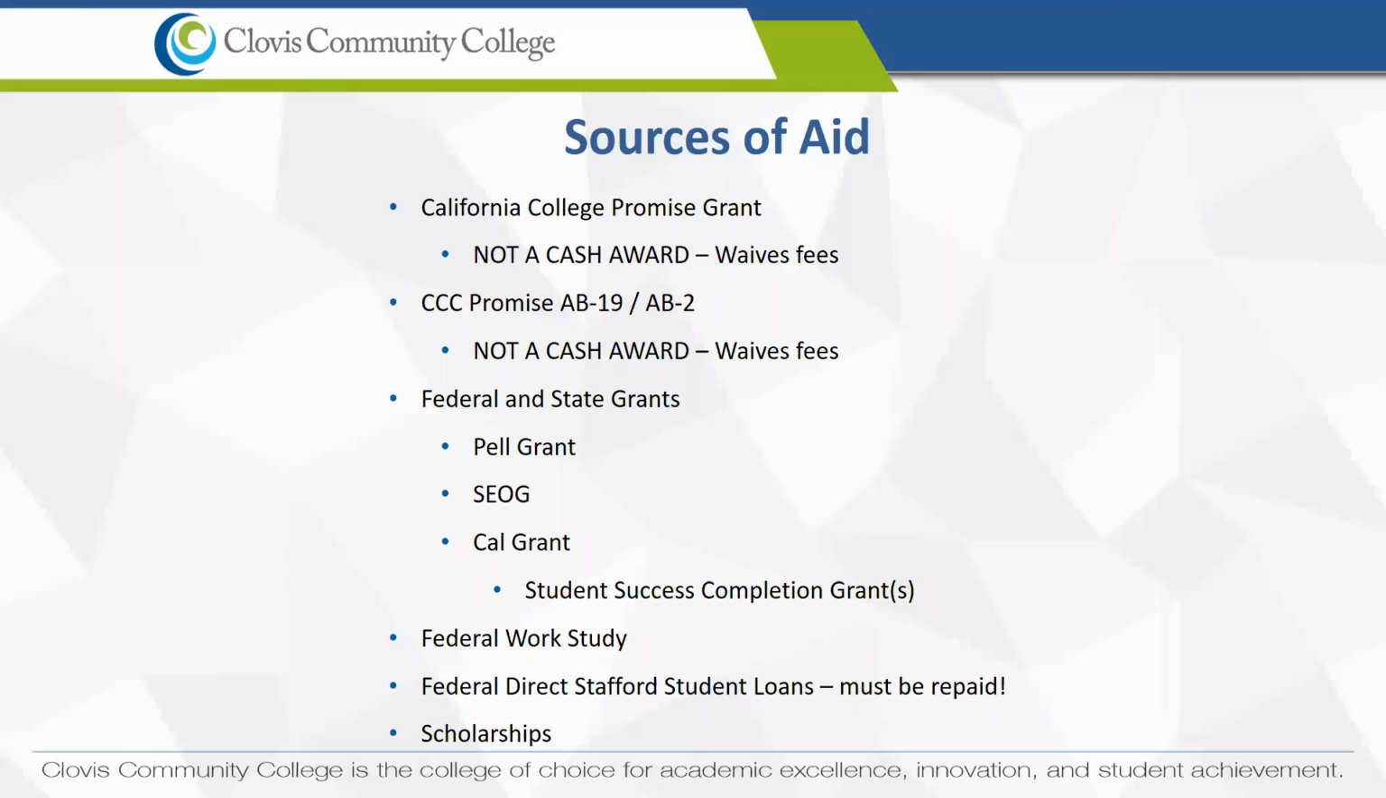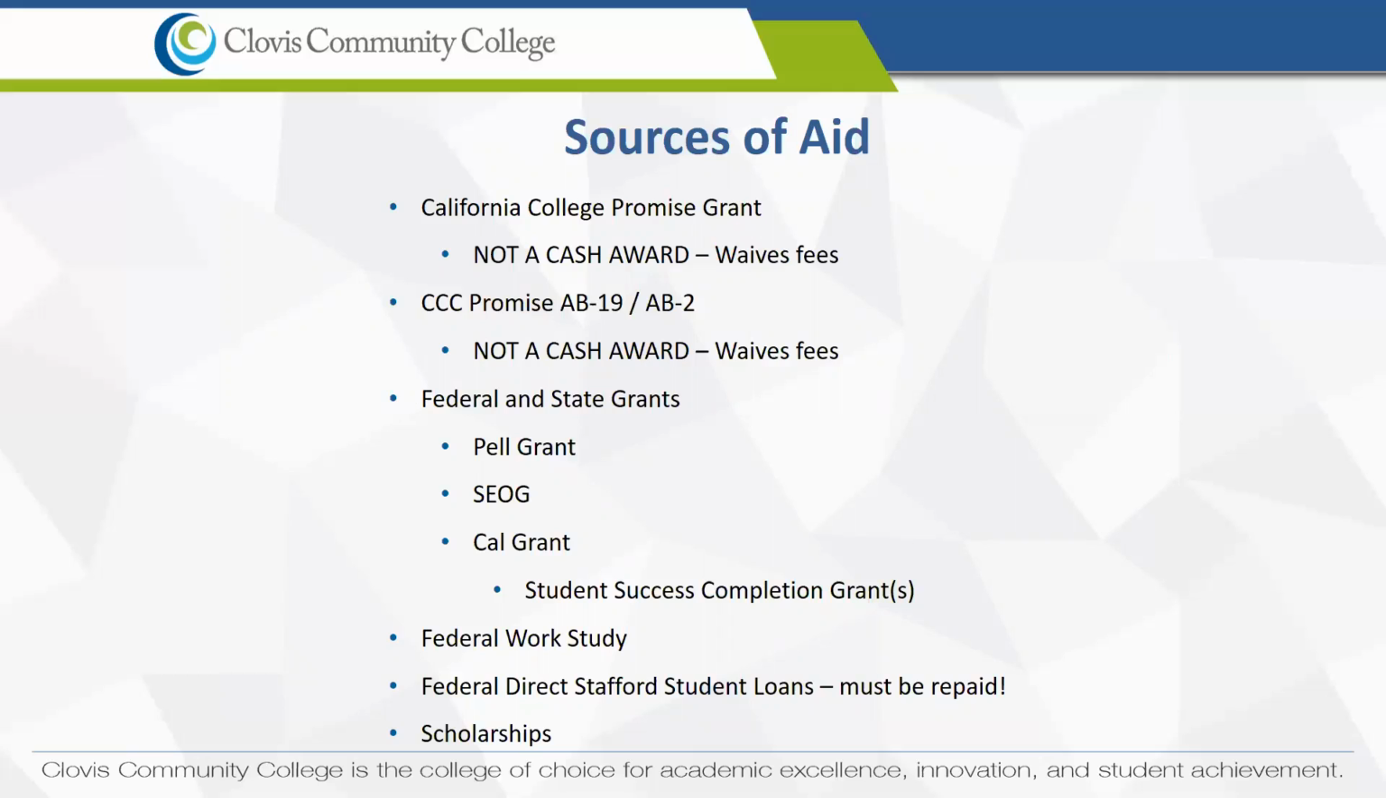There are many types of financial aid available to students that are federal, state, and privately funded. I will briefly highlight the ones listed, which are awarded at Clovis Community College. The California College Promise Grant is awarded automatically if you have an accepted FAFSA or DREAM Act application on file with Clovis Community College and you meet income requirements. This is not a cash award, but waives the enrollment fees, which is currently $46 per unit.